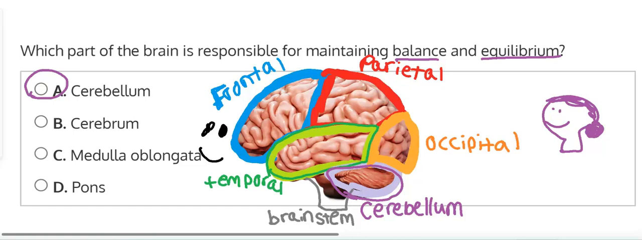And therefore, if there's a patient that didn't have good balance and they were walking kind of unsteadily, you may be suspicious that there's an issue with the cerebellum. But let's go through the other choices and where they would be located on this brain structure and what they do. So option B is the cerebrum.